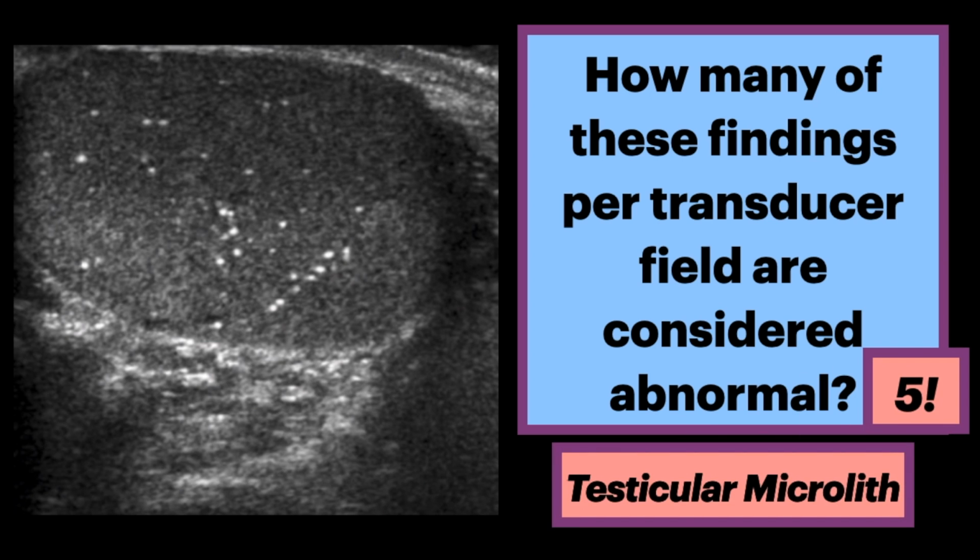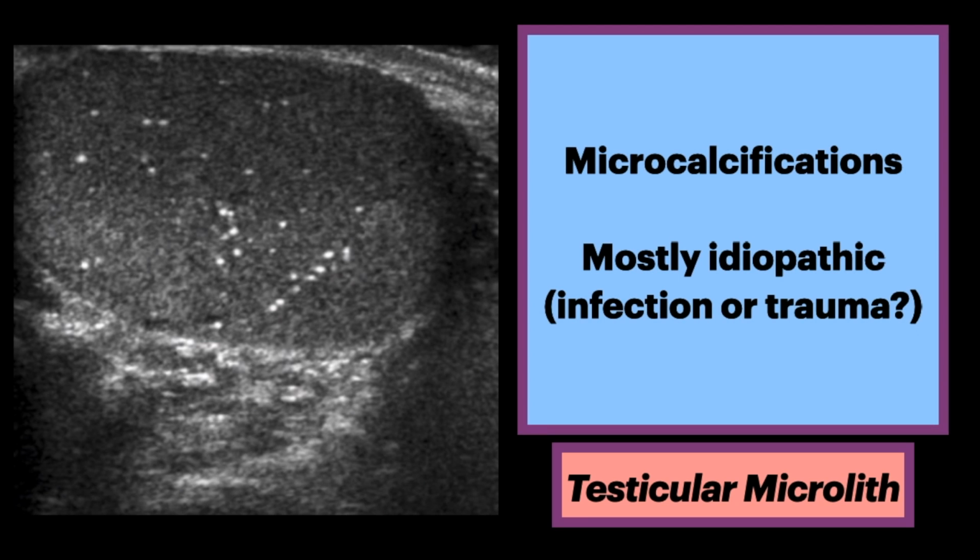It's seen in about 0.5% of the population. The presence of 5 calcifications, seen as small hyperechoic foci on a single image, is considered diagnostic. Composition is usually hydroxyapatite, and these microcalcifications are located within the seminiferous tubules. Majority is idiopathic, but previous infection or trauma may be responsible.